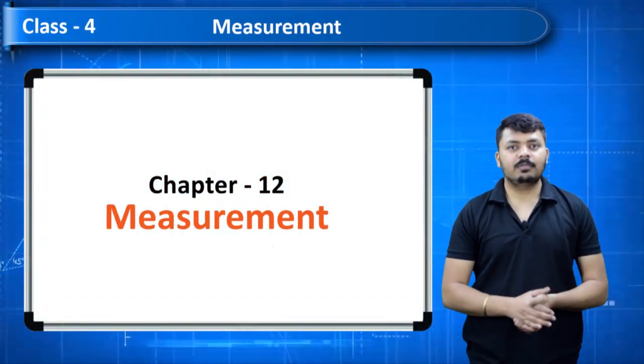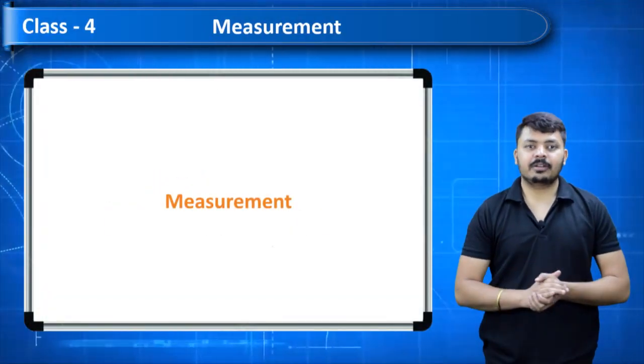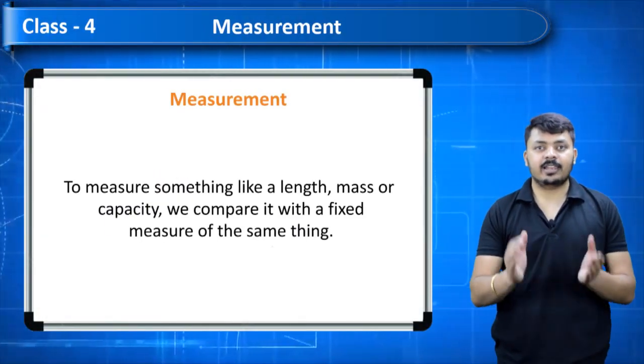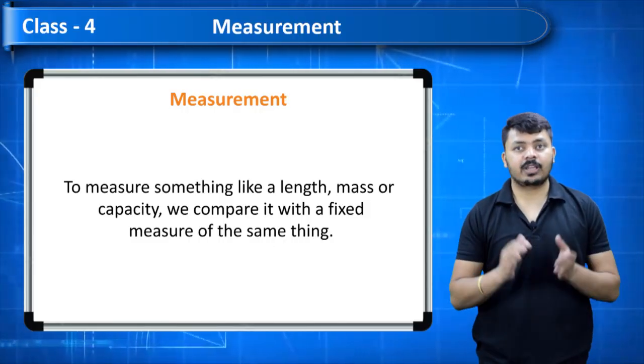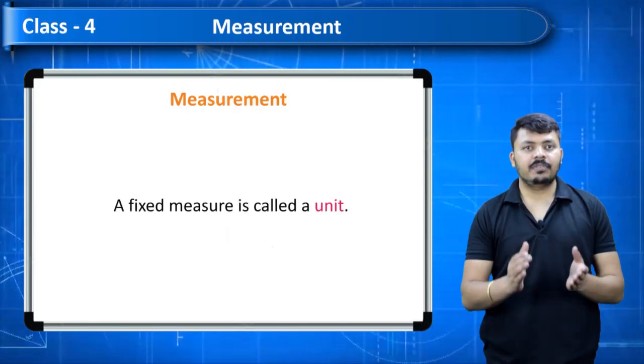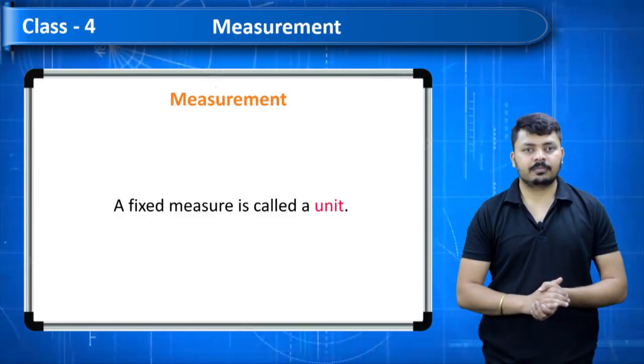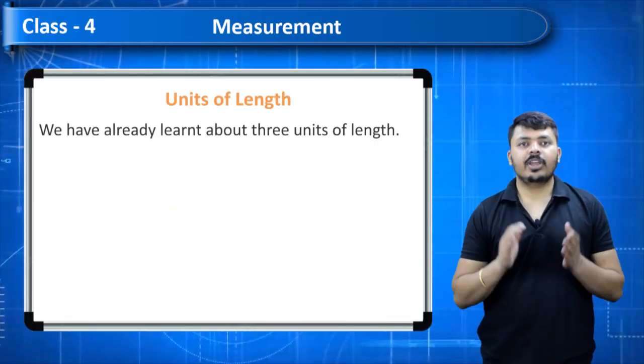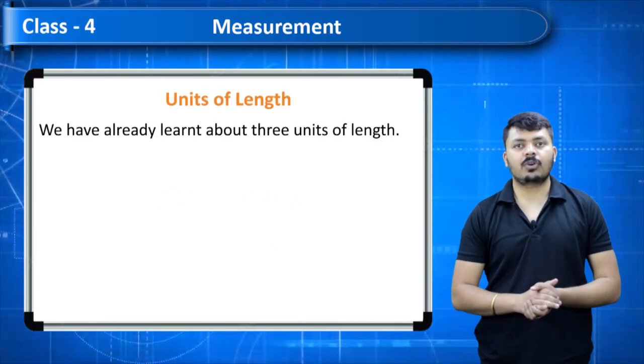Chapter number 12, Measurement. To measure something like a length, mass or capacity, we compare it with a fixed measure of the same thing. A fixed measure is called a unit. Units of length. We have already learnt about 3 units of length.